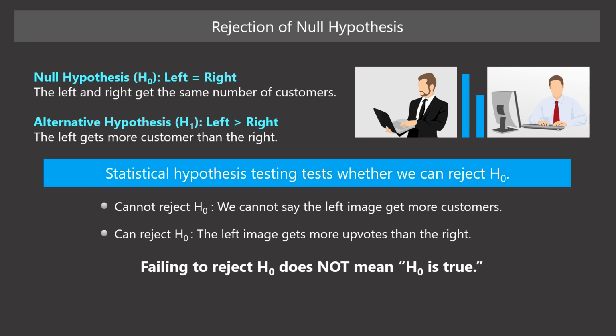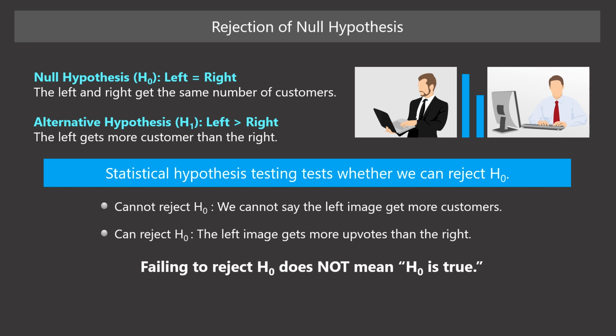Statistical hypothesis testing is done by determining whether we can reject a null hypothesis or not. So, in this case, we need to test whether we can reject a claim that the left thumbnail gets no more or no less customers than the right one. If we find that we cannot reject a null hypothesis, we should conclude that we cannot say the left thumbnail gets more customers than the right one. If we find that we can reject a null hypothesis, we can say that the left thumbnail gets more customers than the right one.